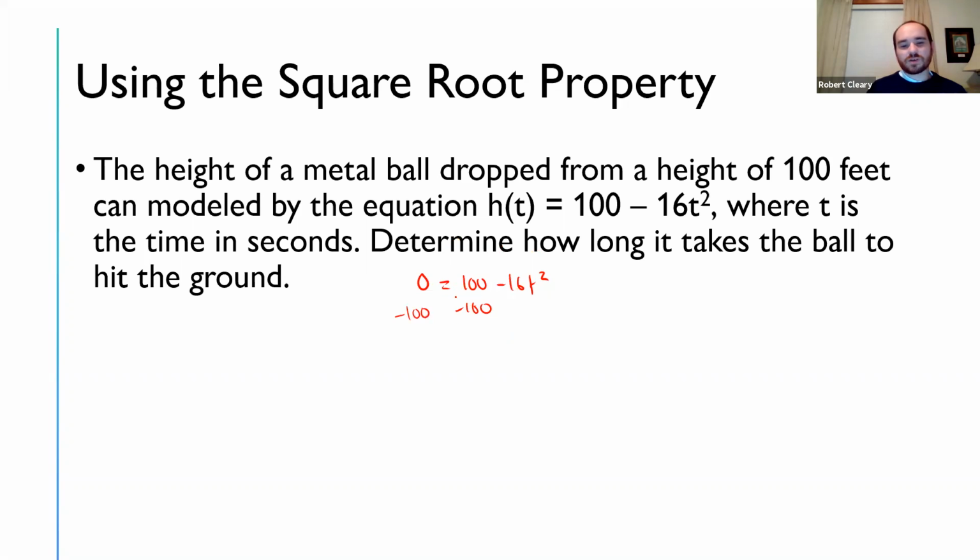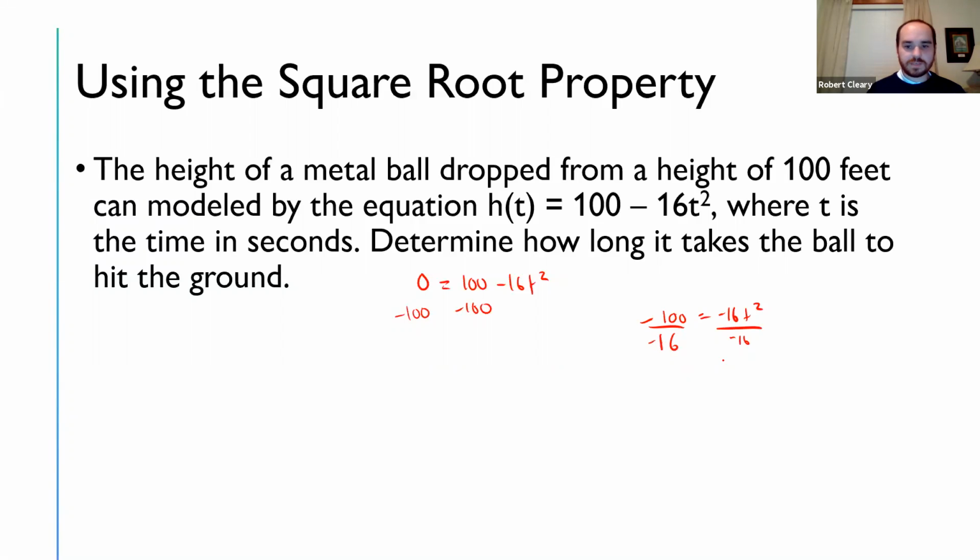You could also just subtract the 16, or add the 16t squared. Either way, you're going to end up with a positive number when you get to the end. But now we have negative 100 equals negative 16t squared. We divide by negative 16.